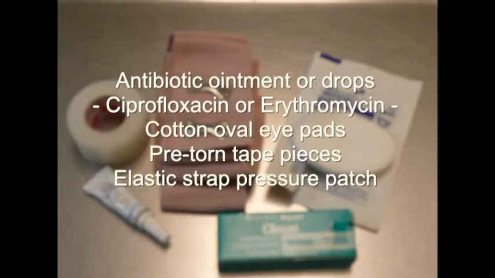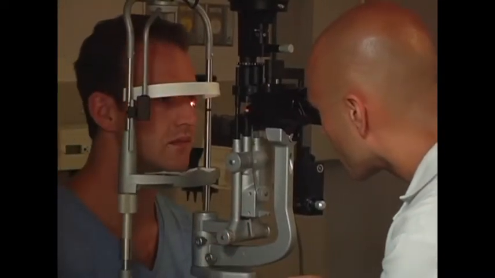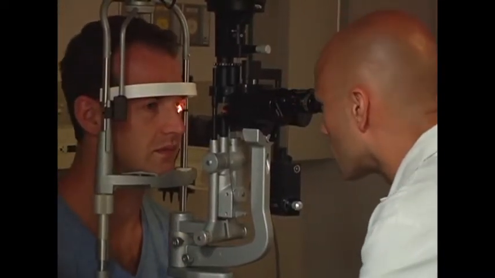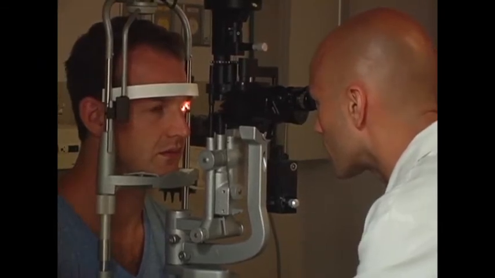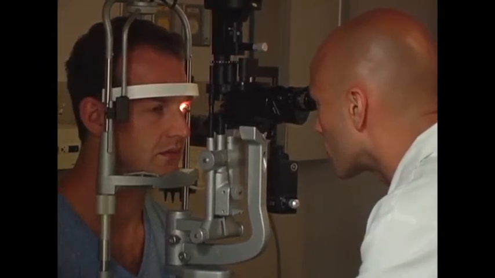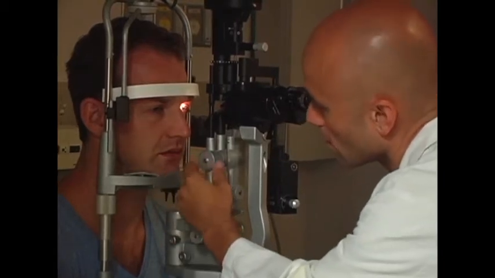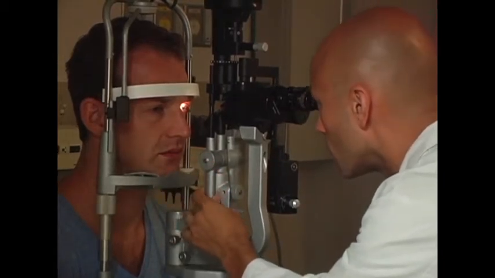You will need the following equipment: antibiotic ointment or drops. These can be ciprofloxacin or erythromycin, 2 cotton oval eye pads, and multiple pieces of tape pre-torn to approximately 13 centimeter lengths. Conduct a complete eye exam to ensure the integrity of the globe and the absence of an infection or foreign body. Document the visual acuity for both eyes. Patients should receive tetanus prophylaxis if their immunizations are not up to date.